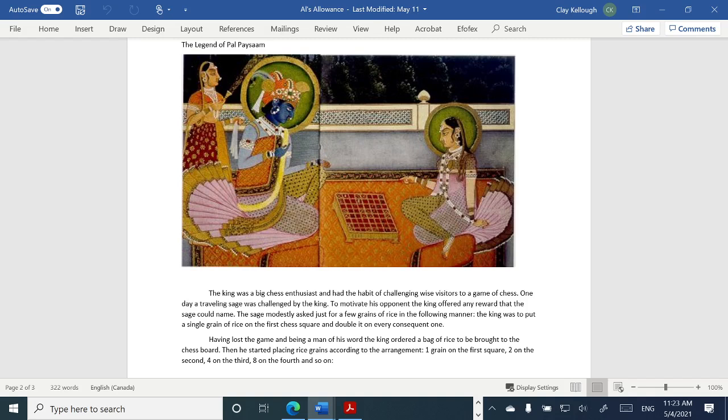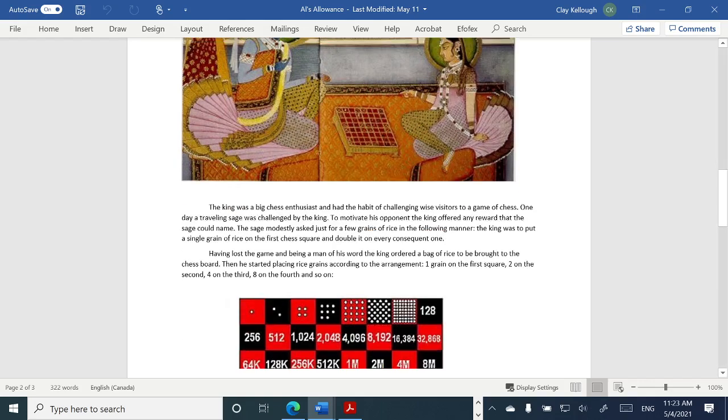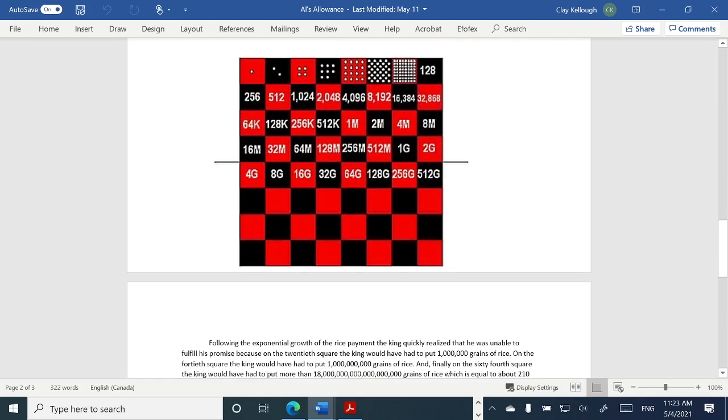So, having lost the game and being a man of his word, the king ordered a bag of rice to be brought to the chessboard. Then he started placing rice grains according to the arrangement. 1, then 2, then 4, then 8, and so on. And of course, the numbers go crazy big. G, of course, stands for billion, right? You don't even make it halfway to the board, and you already have to try to stack 512 million grains of rice onto one of the squares.